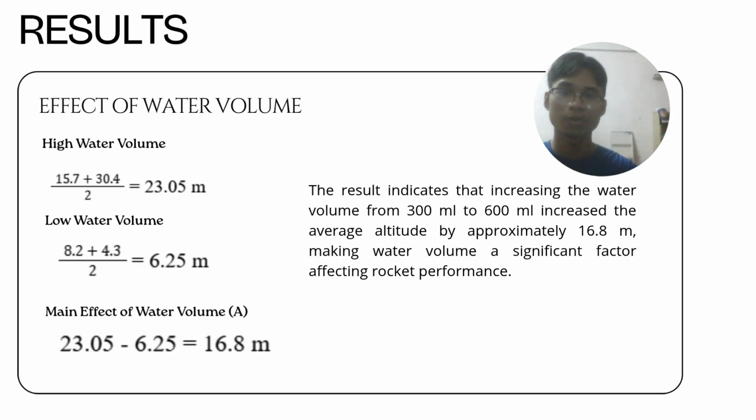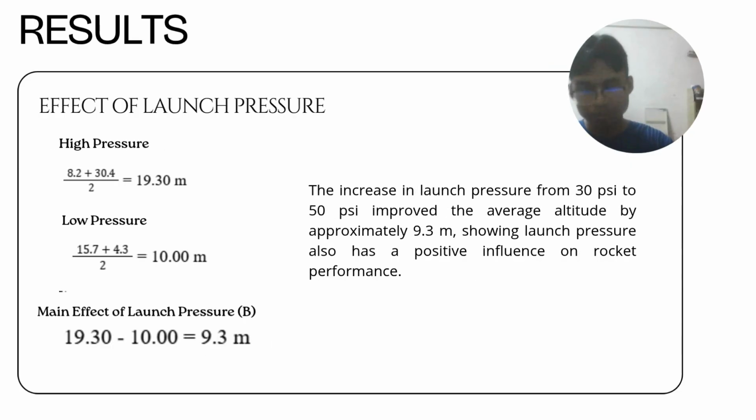The next one is the launch pressure. The launch pressure, the same. We take the high and low pressure and subtract: 19.3 meter minus 10 meter, we get 9.3 meter. The increase of launch pressure from 30 psi to 50 psi improved the average altitude by approximately 9.3 meter. It shows the launch pressure also has a positive influence on the rocket performance.